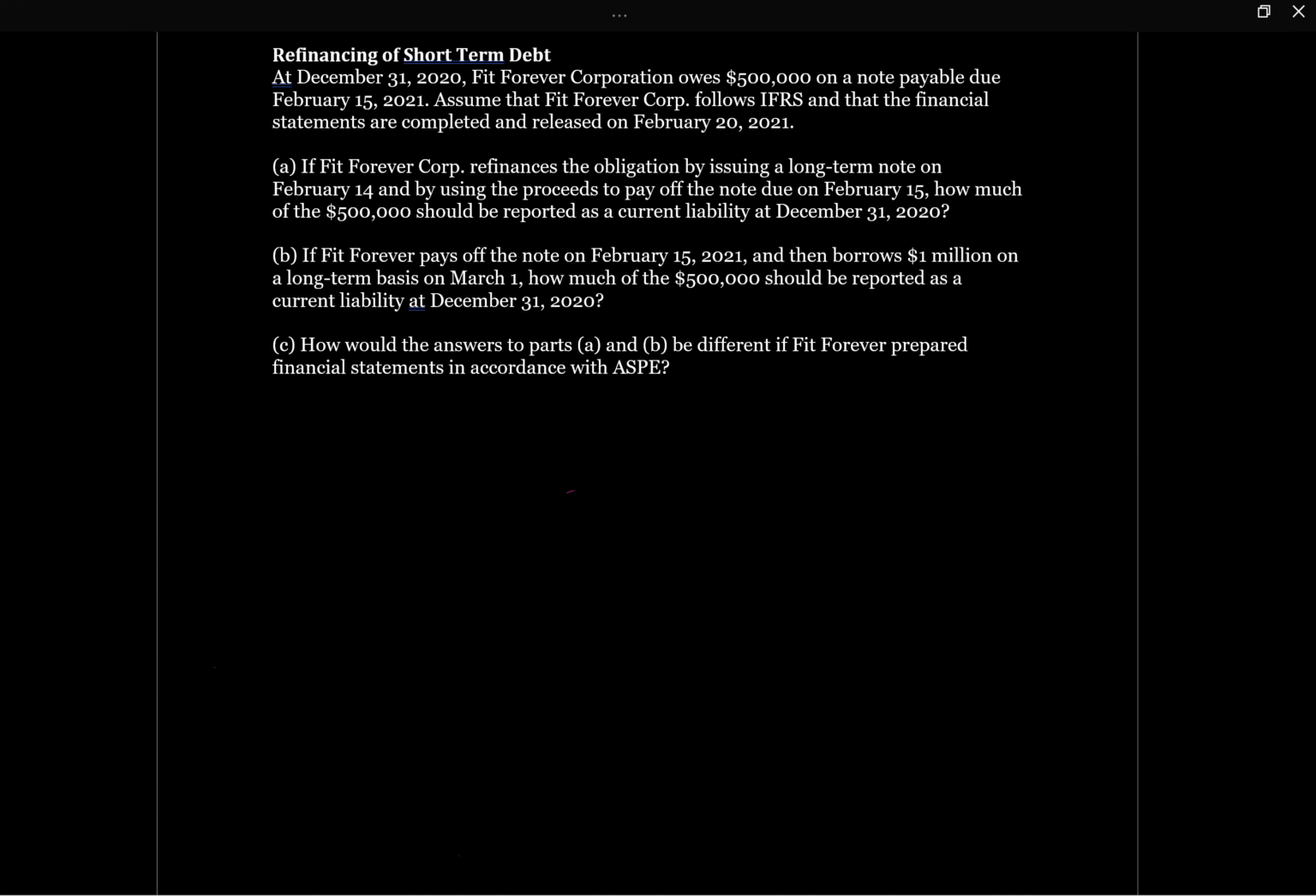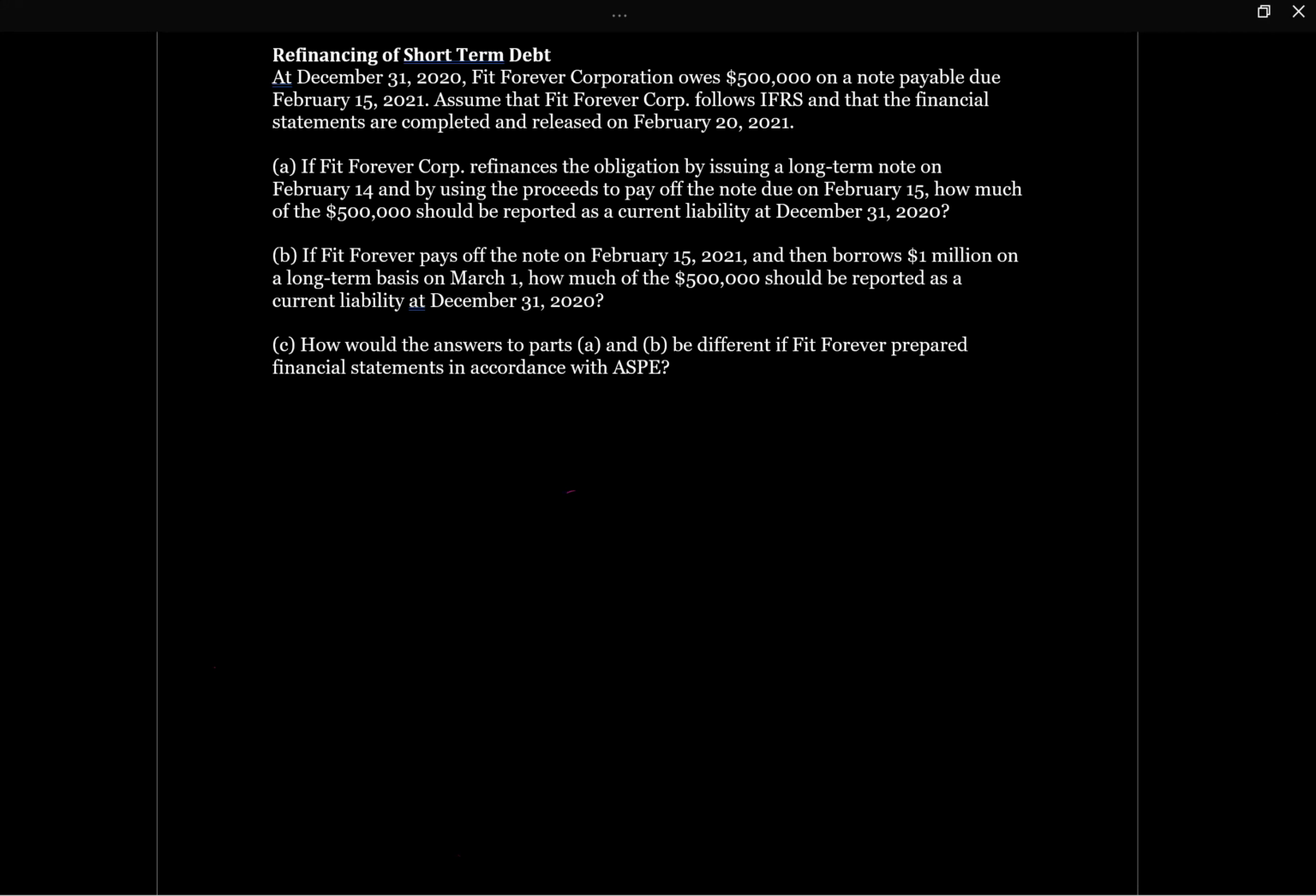Let's take another look at a question about the refinancing of short-term debt. So in this question, as at December 31st, Fit Forever Corporation owes $500,000 on a note payable due February 15th. Assume that Fit Forever follows IFRS and that the financial statements are completed and released on February 20th. If Fit Forever Corp refinances the obligation by issuing a long-term note on February 14th and using the proceeds to pay off the note, how much of the $500,000 should be reported as a current liability as of December 31st?